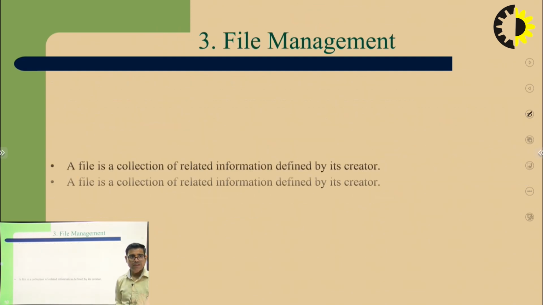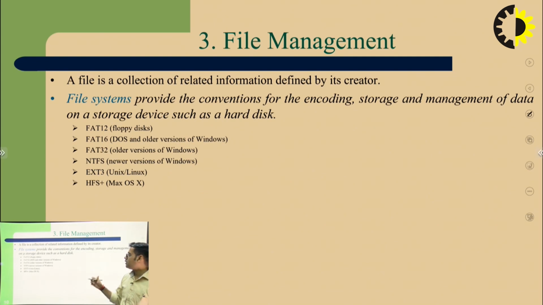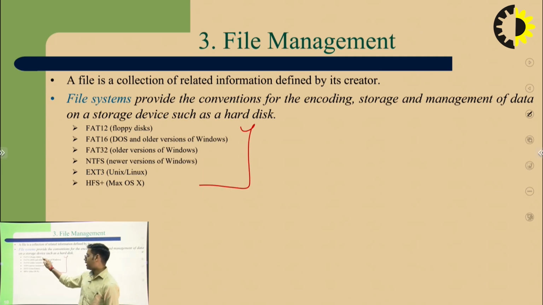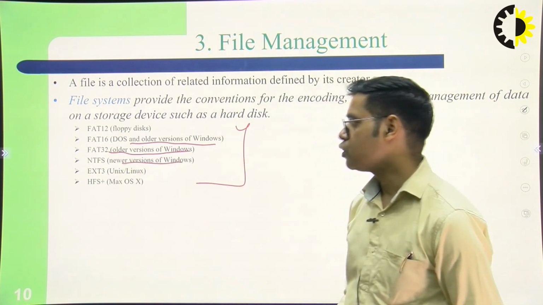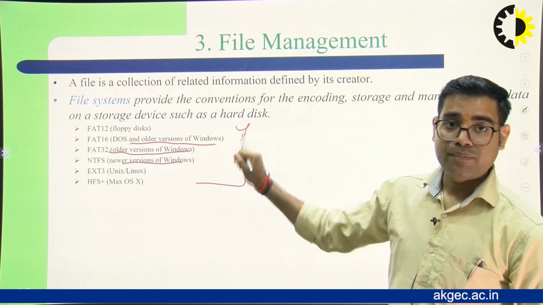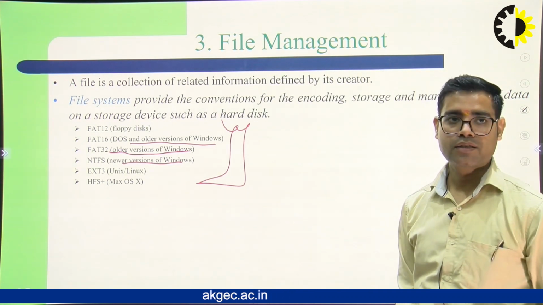Next one is file management. It is another secondary functionality of an operating system. A file system provides the conventions for the encoding, storage and management of data on a storage device, with different file systems like FAT12 for floppy disks, FAT16 for DOS and older versions of Windows, FAT32 for older versions of Windows, and also NTFS for newer versions of Windows. So the operating system deals with these storage media as a file system.